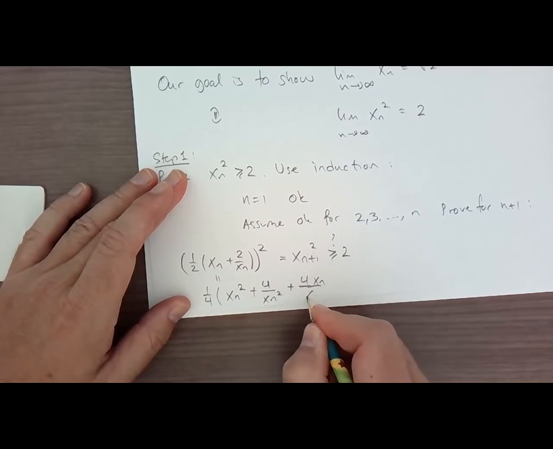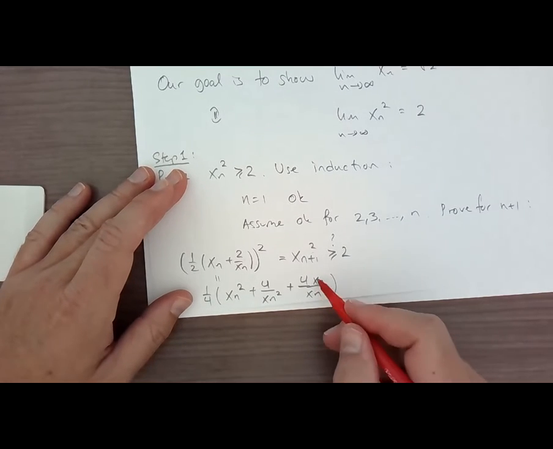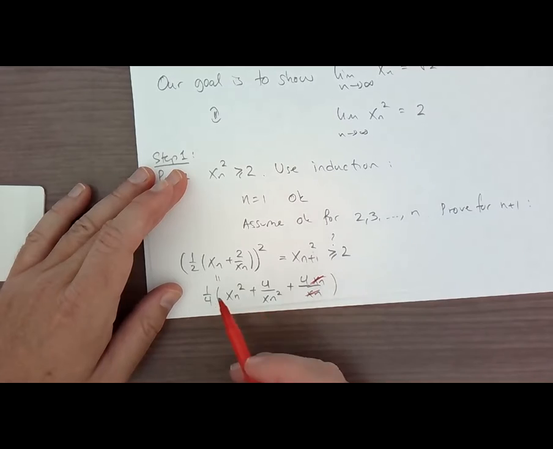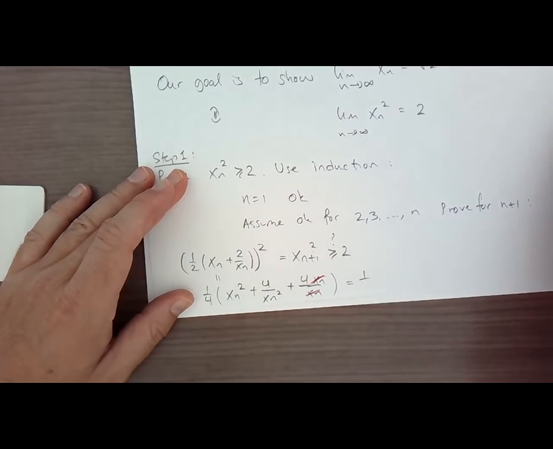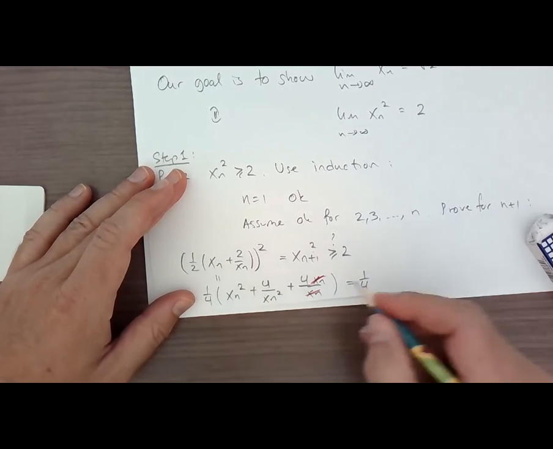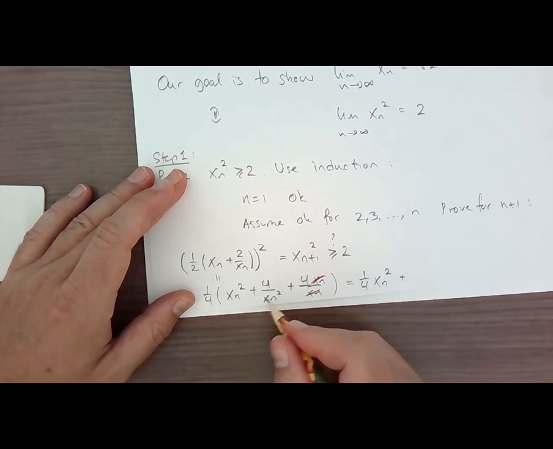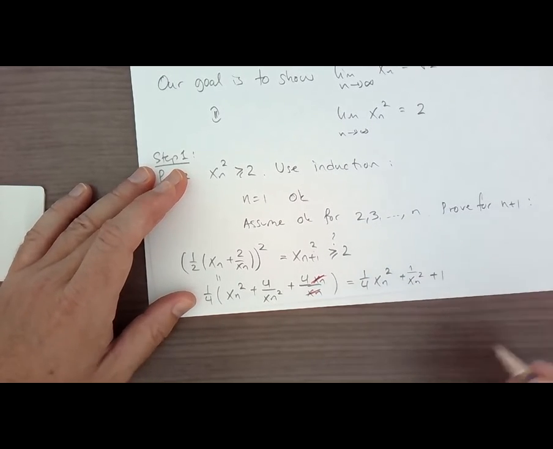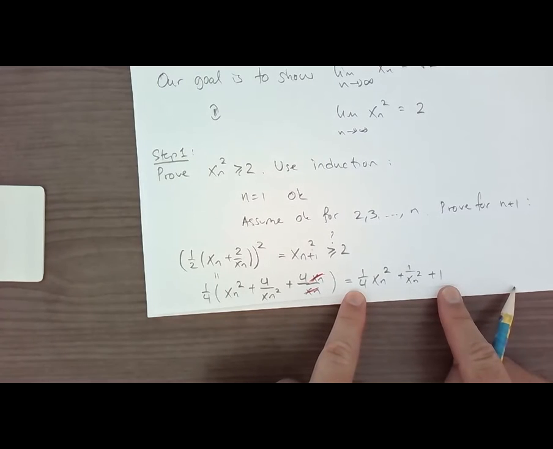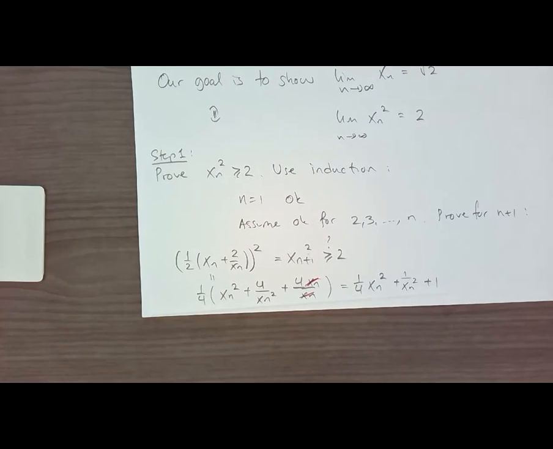times x_n divided by x_n, so they will cancel. So lots of things here will cancel. This thing will cancel that one. And then I have a 4 out here. What am I left with? I'm left with 1 over 4 x_n squared plus 1 over x_n squared plus 1. Right, so I need to prove that this thing here is bigger than 2.